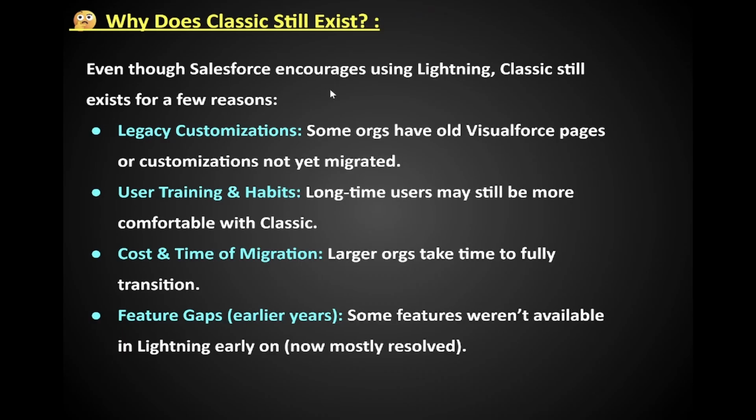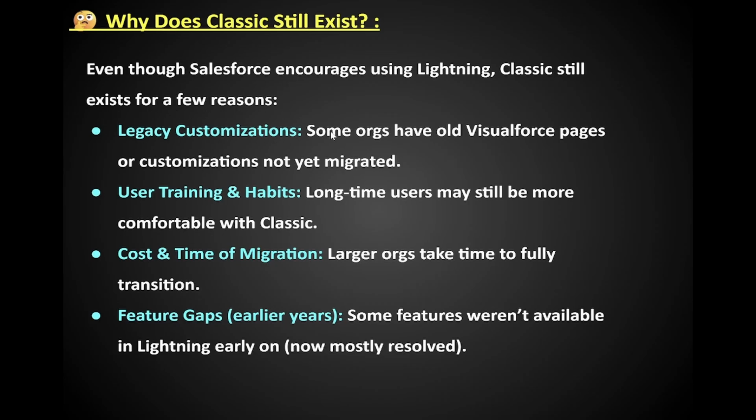And now the last point and main point. The next point is why does Classic still exist? Of course you will have a question in your mind. We have Lightning with all the features, right? And if any new requirement or new features come up, we will build them on Lightning. But why is Classic still there? You can see that even though Salesforce encourages Lightning, Classic still exists for a few reasons, such as legacy customization.